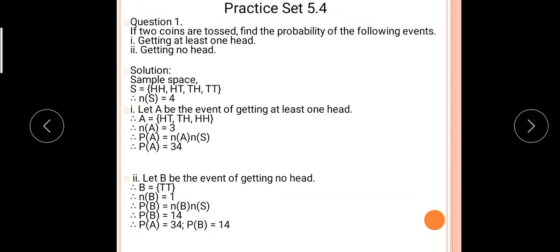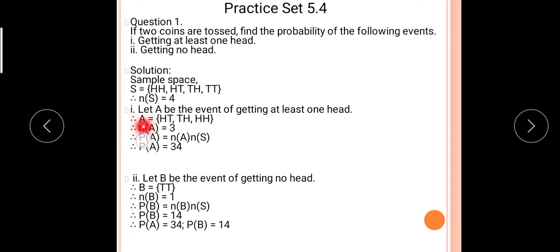So students, if two coins are tossed, what is our experiment? The experiment is that two coins are tossed. Before also I explained to you, two coins are tossed at a time, or simultaneously. The sample space for both experiments is the same. So find the probability of the following events: getting at least one head, or getting no head. Now see, the sample space S is equal to HH, HT, TH and TT. So N of S, the total number of sample points in the sample space, is 4.